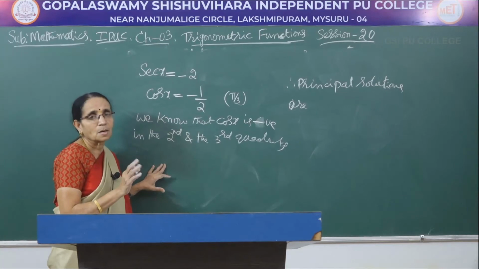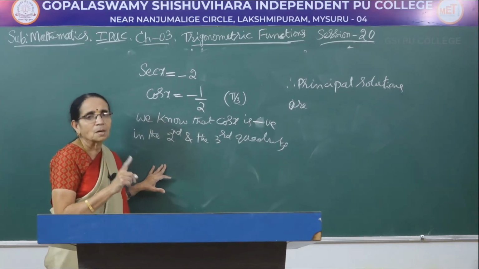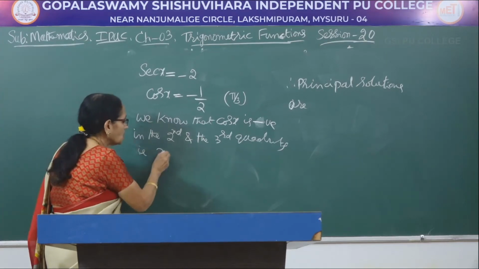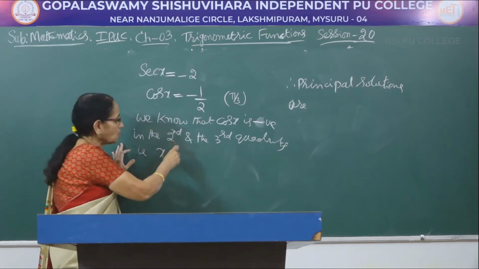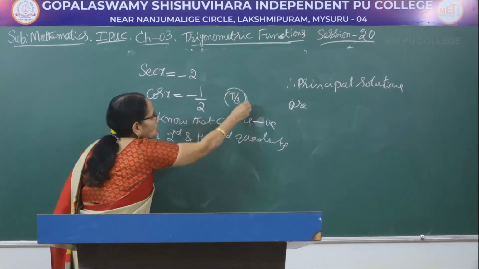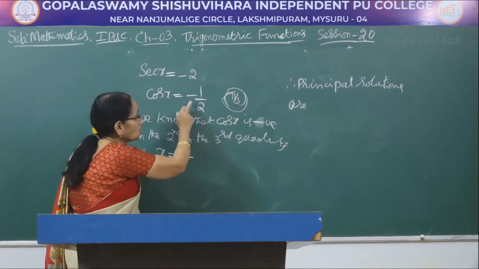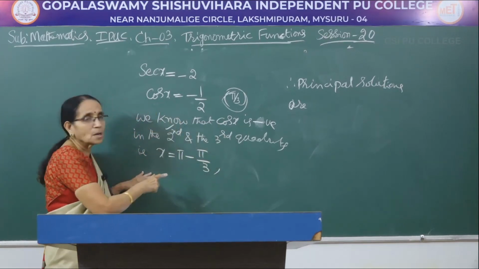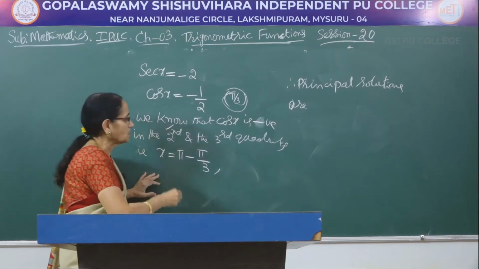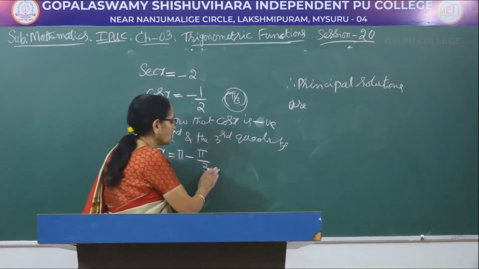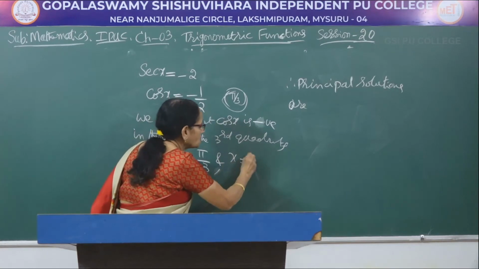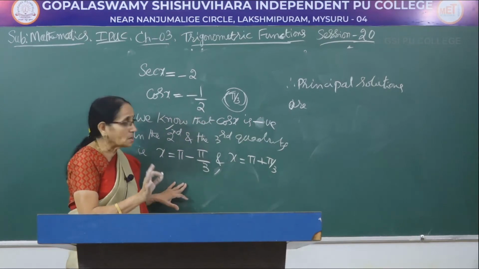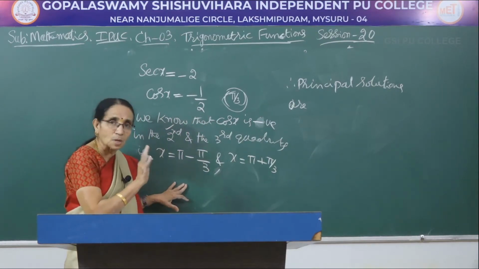So, second quadrant, how should you write? Pi minus something. Third quadrant, how should you write? Pi plus something. Therefore, x will have the value. Second quadrant means it is pi minus the corresponding value. Don't write minus here, only pi minus pi by 3. So, if you take the second quadrant, it should be written as pi minus pi by 3. Or if you take the third quadrant, it is pi plus pi by 3. So, this pi by 3, the corresponding value for 1 by 2, remains the same here.